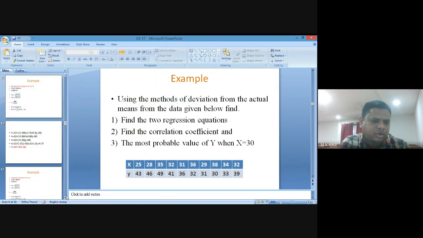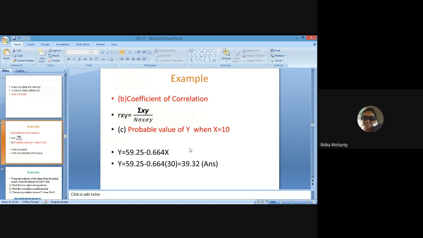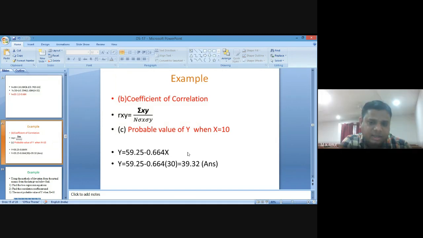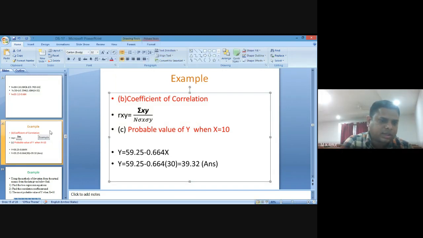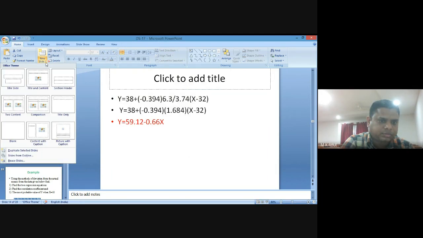That means if you go to the last part of the question, what is the equation? That is the second equation, 59.12 minus 0.66x, the equation you have drawn for y on x. Is it clear? So here, if you put the value of x, that is how much? The x value is 30 given. In the bracket you have written 30. Just a minute.